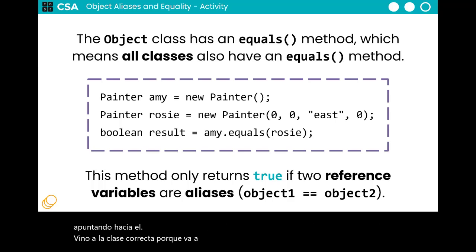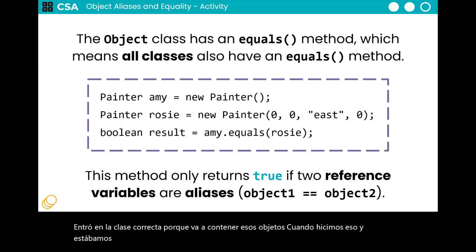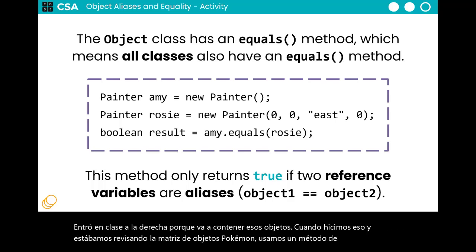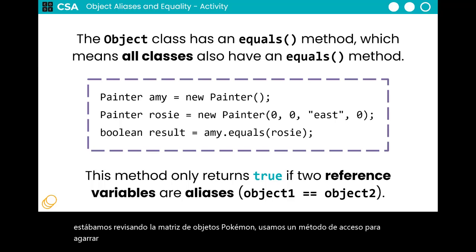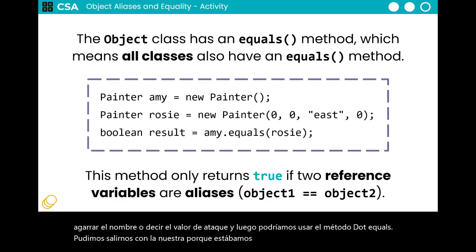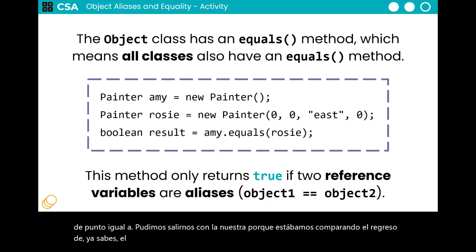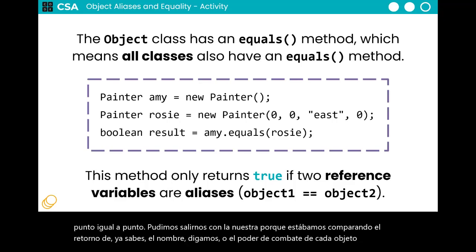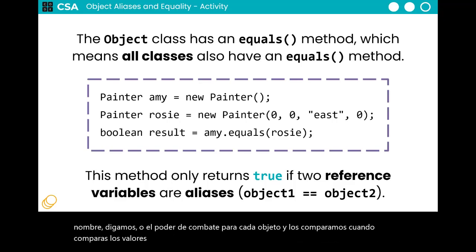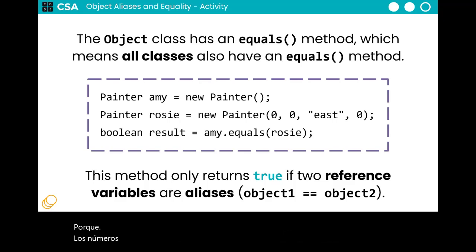When we did that and we were going through the array of Pokemon objects, we used an accessor method to grab the name or say the attack value, and then we could use the dot equals method. We were able to get away with that because we were comparing the return of the name, let's say, or the combat power for each object. When you're comparing the attack values for two different objects, it'll return true. Why? Because the numbers are the same. At least that's my understanding of it.